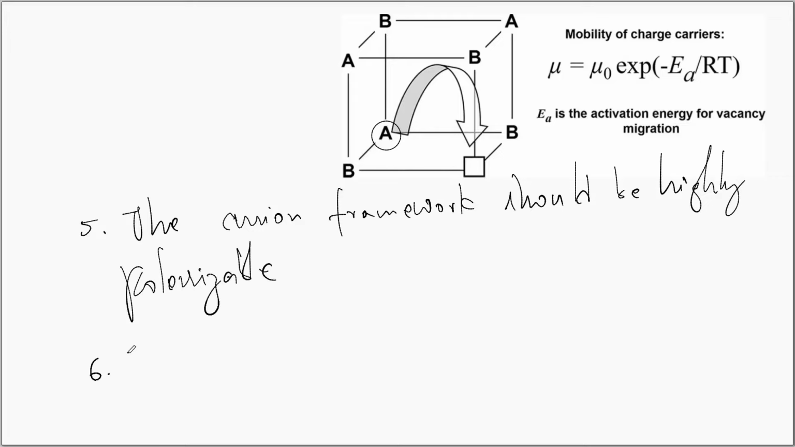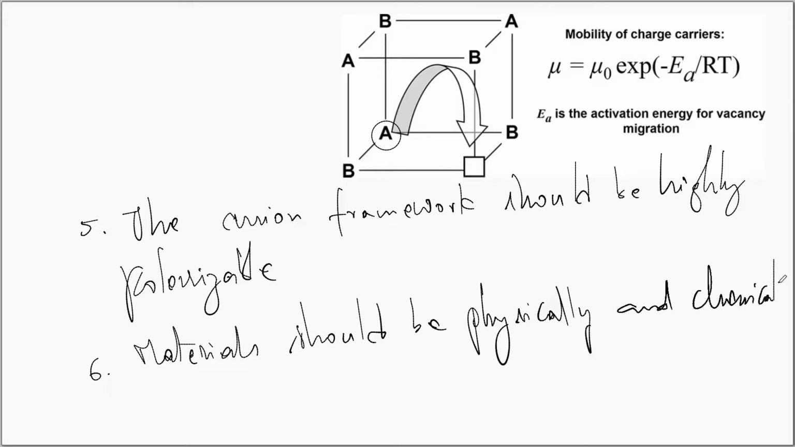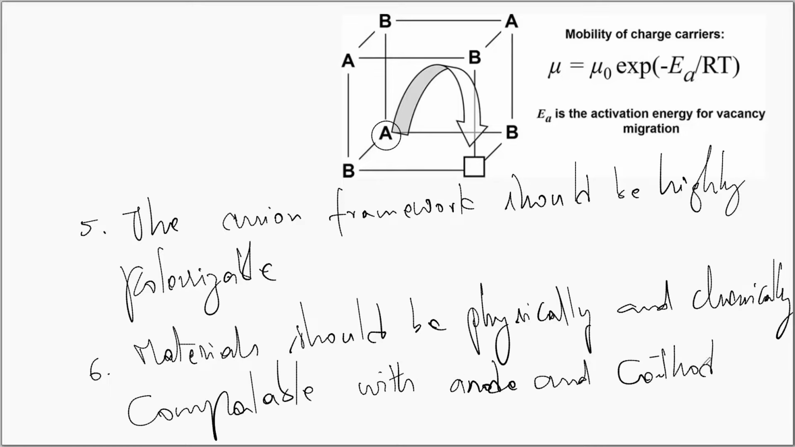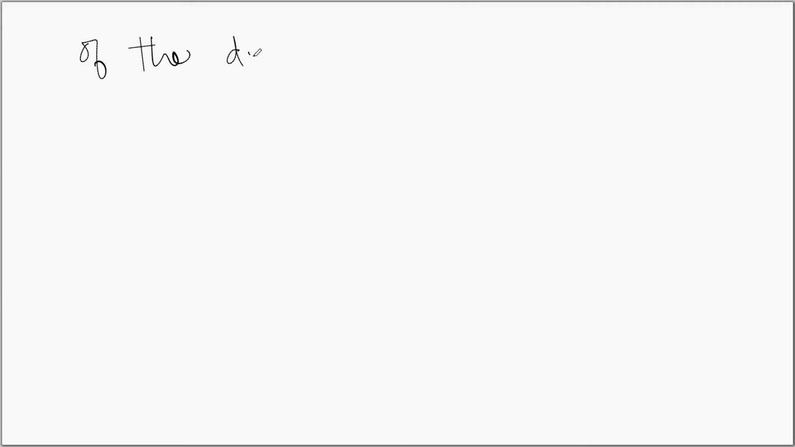And lastly, these materials should have physical and chemical compatibility with the anode and cathode of the desired electrochemical device or application. Materials should be physically and chemically compatible with anode and cathode of the desired electrochemical device.